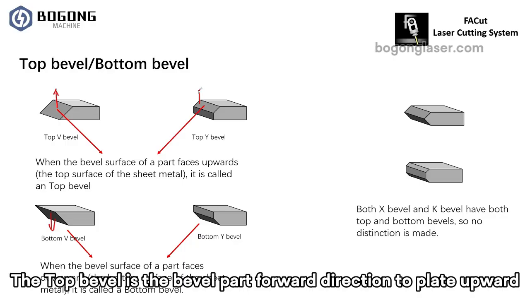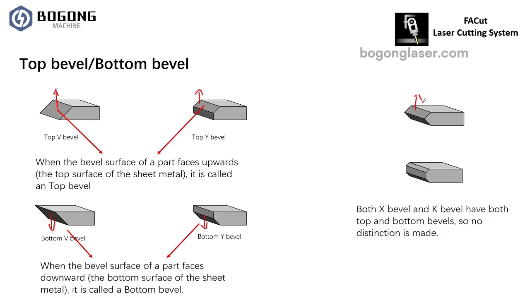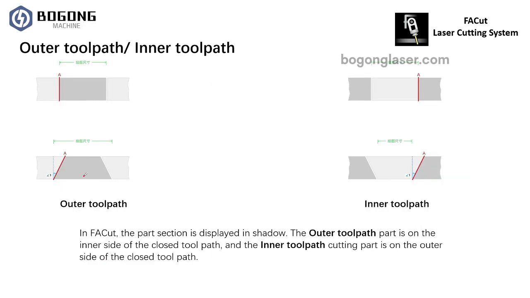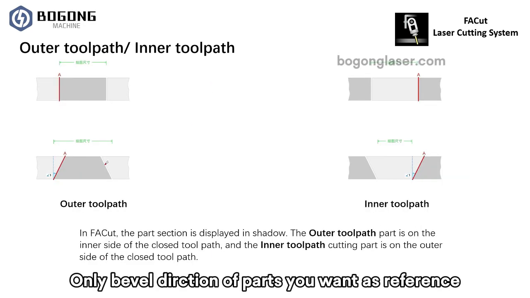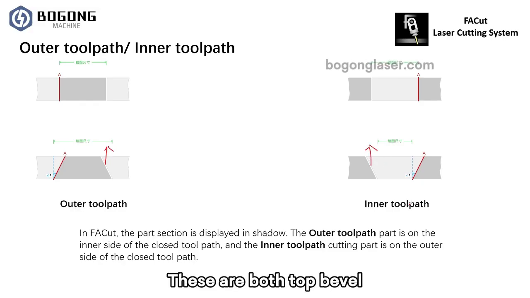The top bevel is when the bevel part's forward direction is toward the plate upward. Bottom bevel is when the bevel forward direction is toward the plate downward. Only V-bevel and Y-bevel have the difference. K-bevel and X-bevel have 2 bevels in different directions, so no top and bottom difference. Only the bevel direction of the parts you want is the reference. These are both top bevels.